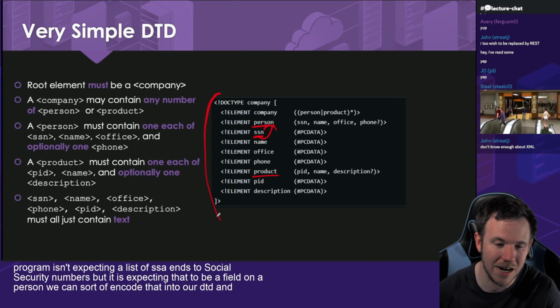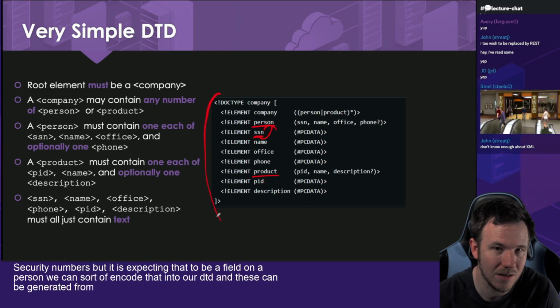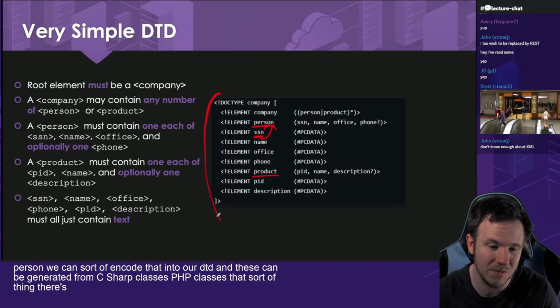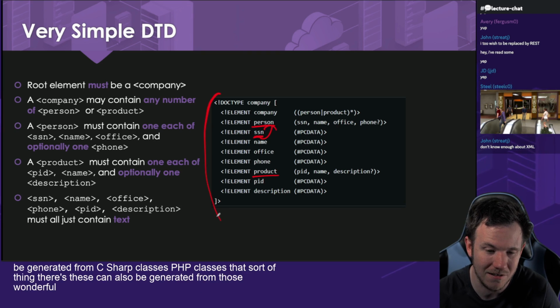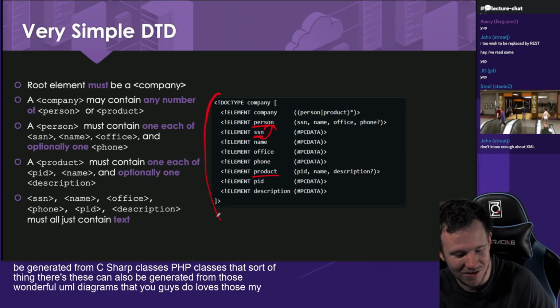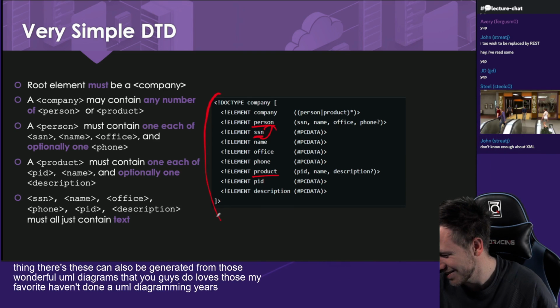And these can be generated from C# classes, PHP classes, that sort of thing. These can also be generated from those wonderful UML diagrams that you guys do. Who loves those? It's my favorite. Haven't done a UML diagram in years, just FYI.